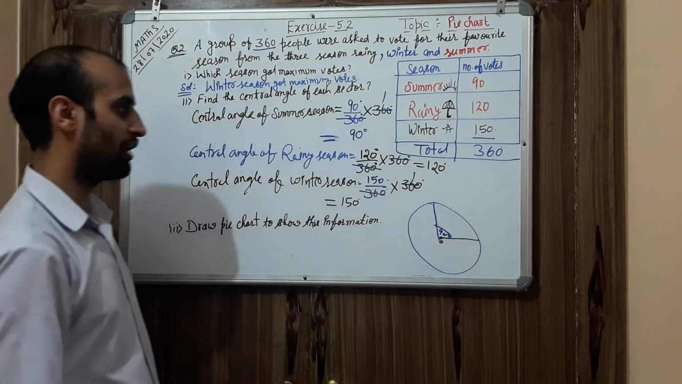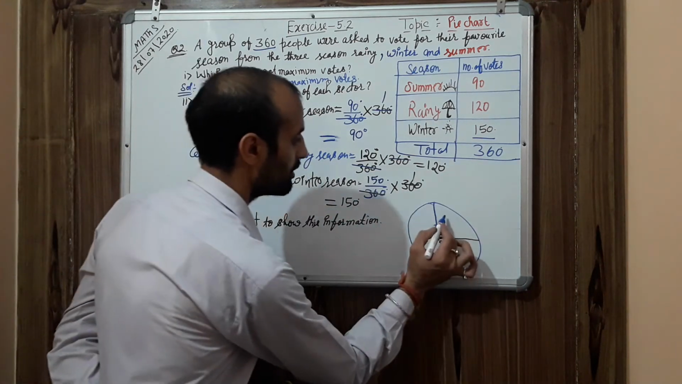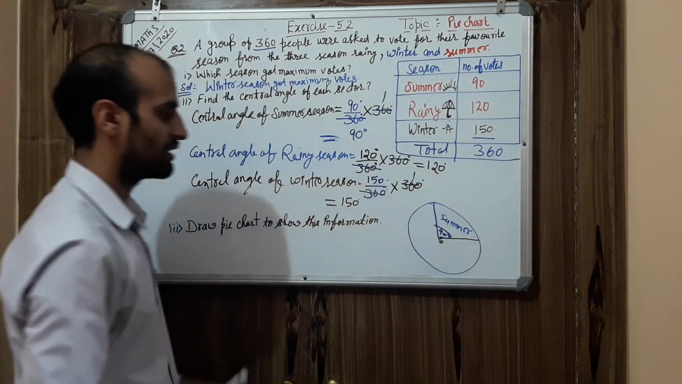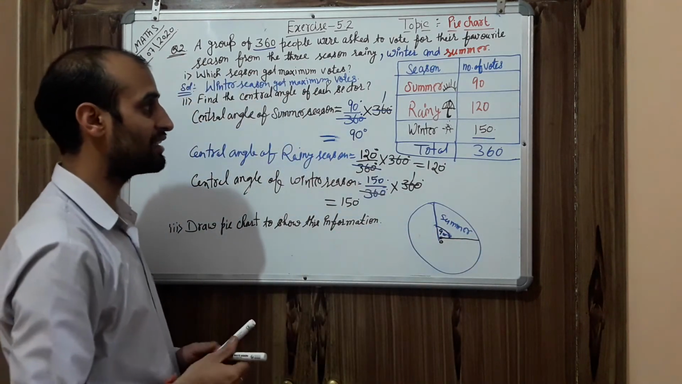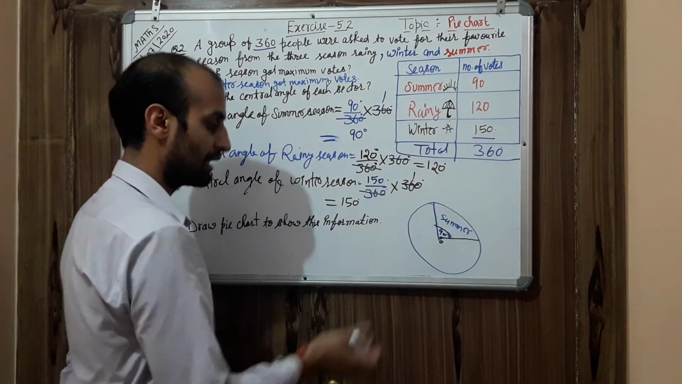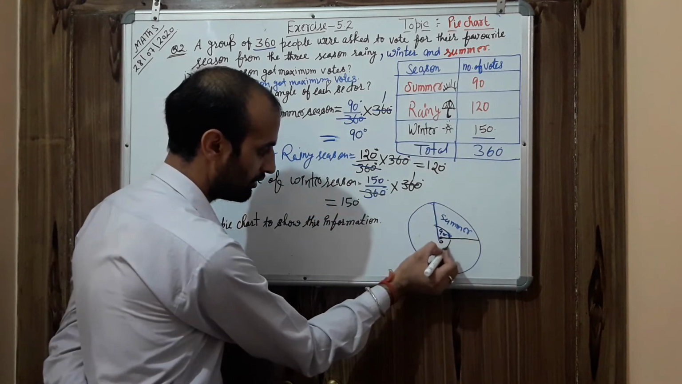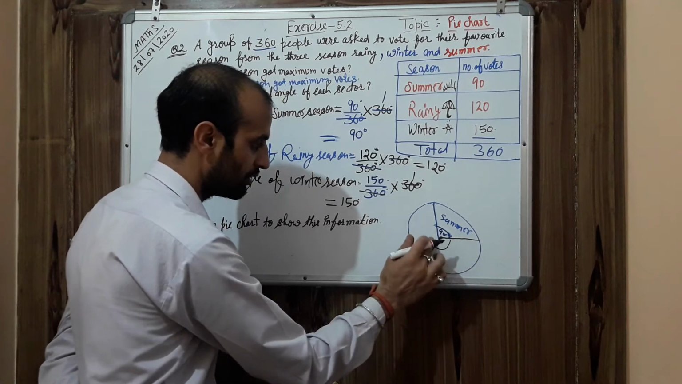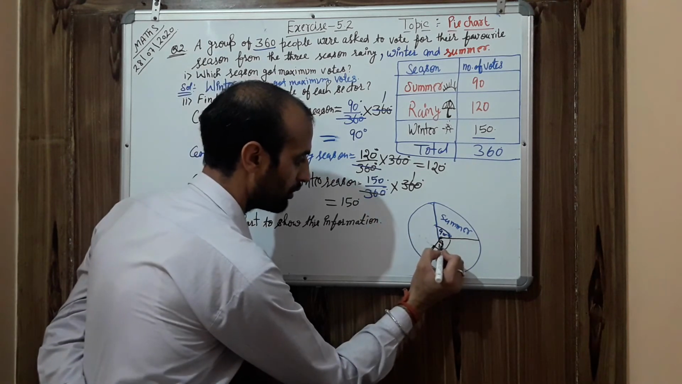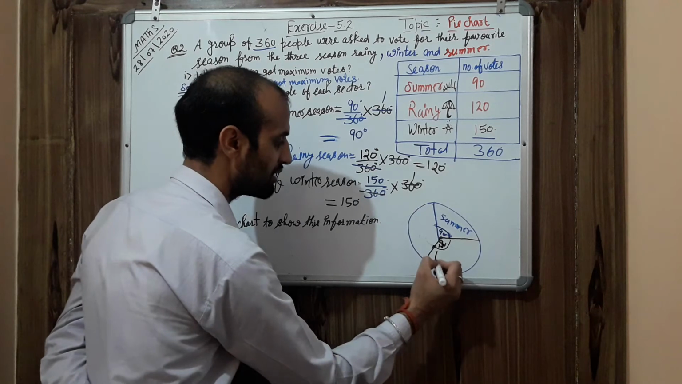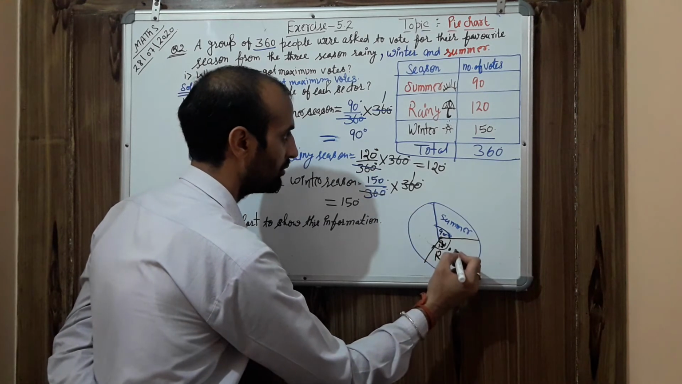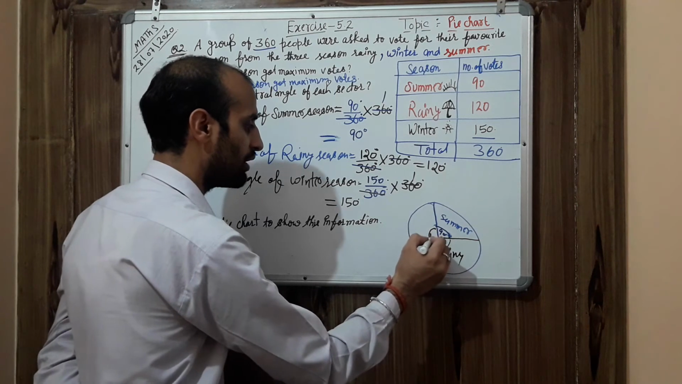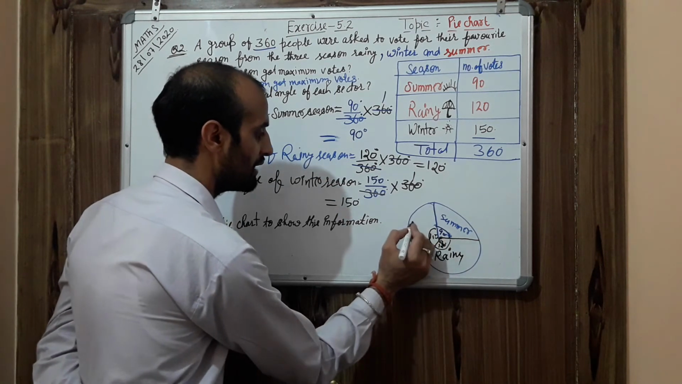And season you need to write inside. Season is summer. Next, then how to draw next angle, that is rainy season. 120. Keep your protractor in opposite side here and find 120. If 120 is written here, draw an arc. So this would be your 120-degree angle and season name is rainy. Now automatically the angle left, that is 150 degree and season is winter.